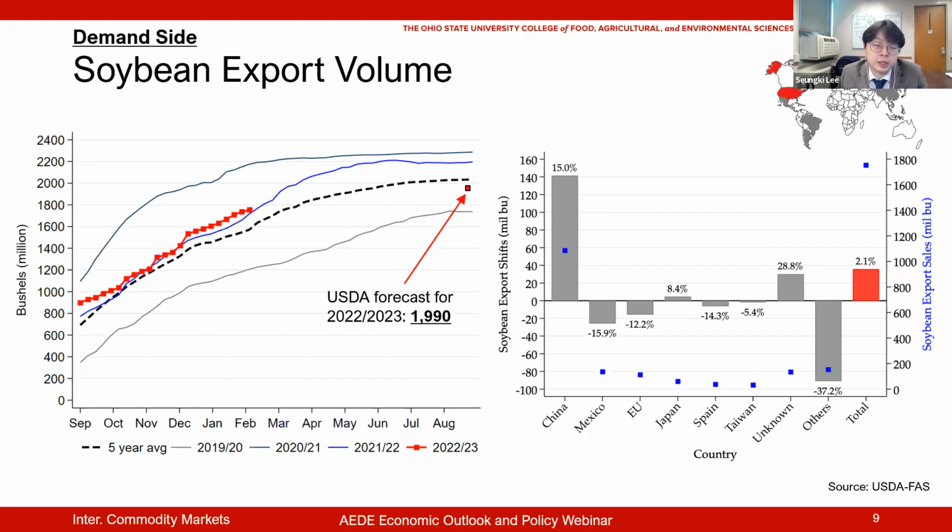And this is mainly due to, as you can see in the right figure, China's big purchase. China purchased about 15% more than a year ago. So it made big progress, and that was a major factor explaining this relatively good export situation on the soybean side.